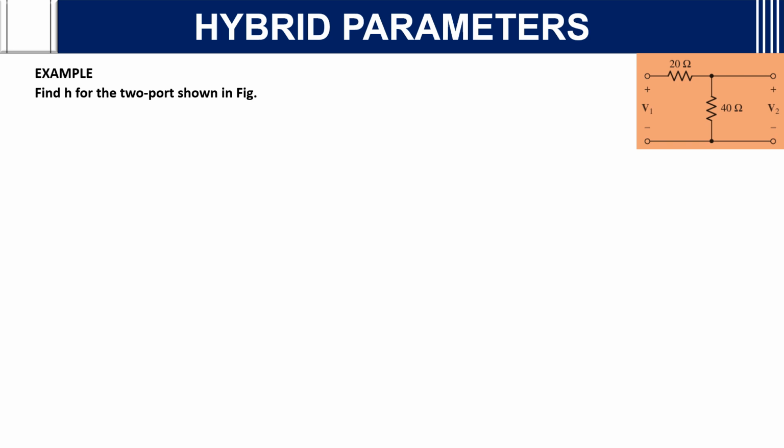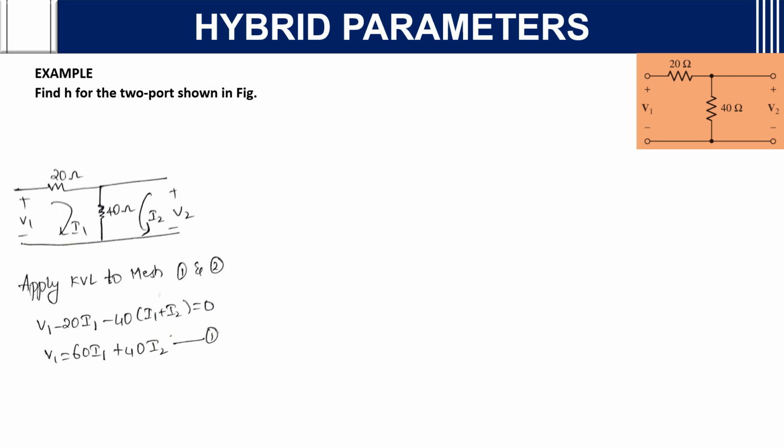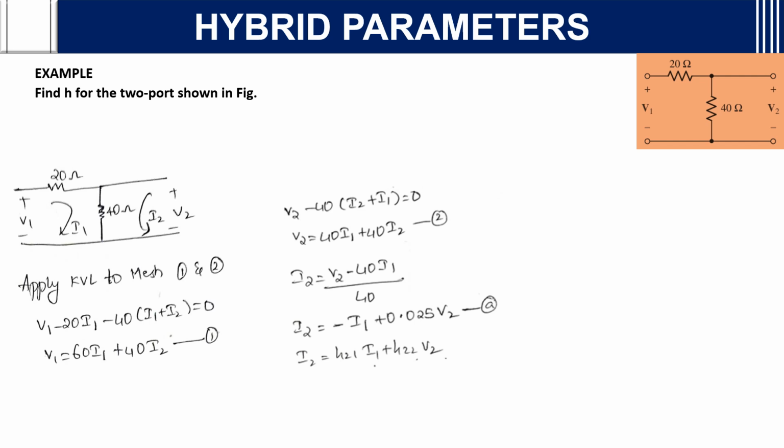Next question. If you see, there is a 20 ohm and 40 ohm connected. Same as we have done for the previous problem, apply KVL: V1 minus 20 I1 minus 40 into (I1 plus I2), you will get the first KVL equation. In the same way you will do for the second equation. When you are doing the second equation, V2 minus 40 into (I2 plus I1), you will get V2 is equal to 40 I1 plus 40 I2.